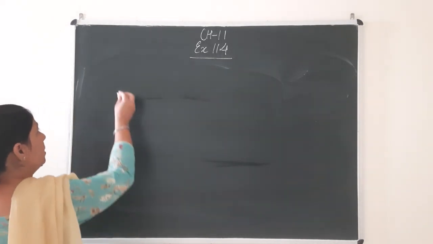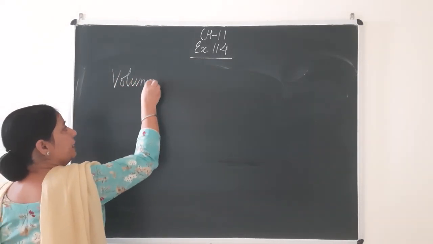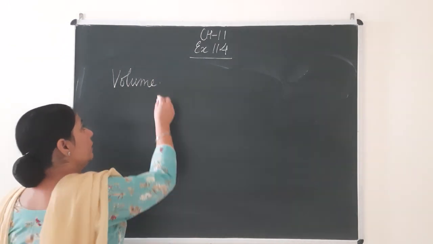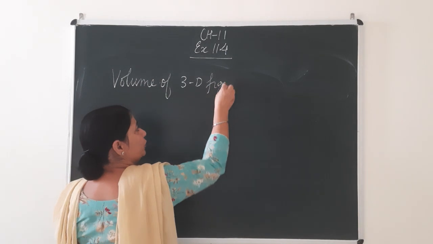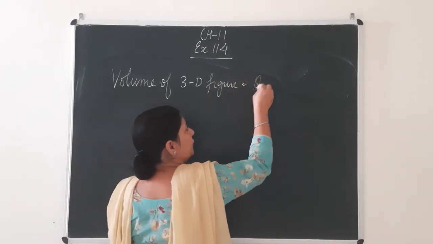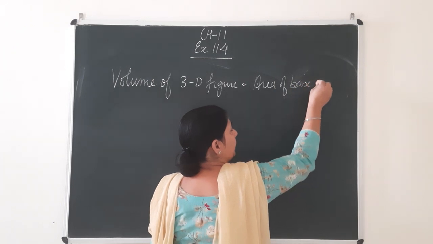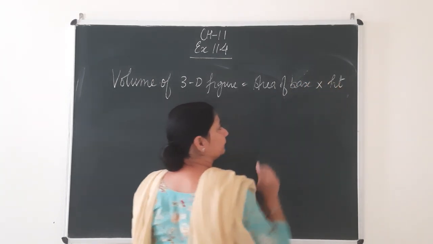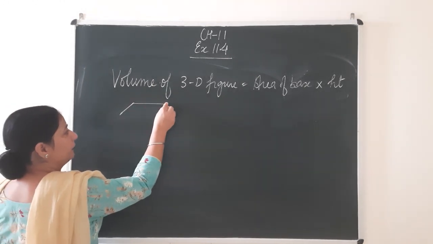Now see children, if we have to find the volume of any 3D figure, the volume of any 3D figure is equal to the area of its base multiplied by its height.